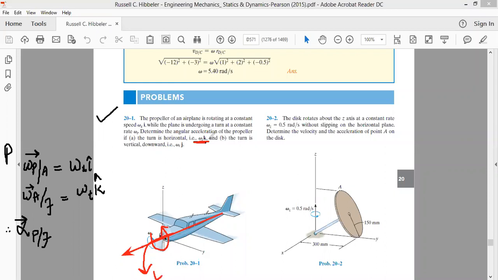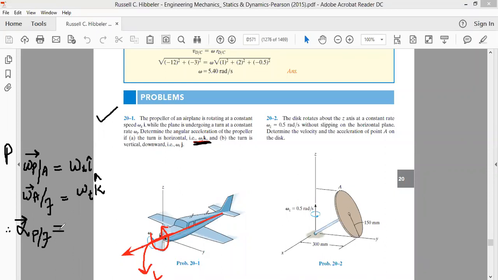So now what we have to calculate: the aircraft is initially translating along the x-axis. The propeller of the aircraft is having an anti-clockwise sense of rotation. The angular velocity of the propeller with respect to the aircraft is given to us. And this aircraft takes a left hand turn such that its angular velocity is omega t k cap. We have to calculate the angular acceleration of the propeller with respect to the ground.